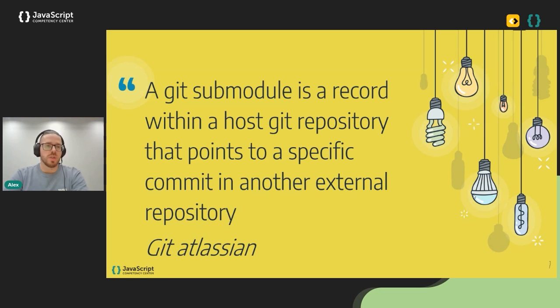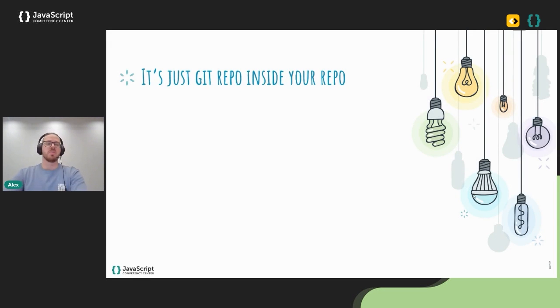To start with the definition, a Git submodule is a record, blah, blah, blah. I don't like official definitions. They look good on paper, but not very good for understanding. So let me break it down for you. It's just another Git repository inside your repository. Basically, you've got your main repo, and you create a submodule to a shared repository, and a folder is created in your repository, and in that folder is basically another Git repository, so your main repository is linked to a submodule, to a specific commit.